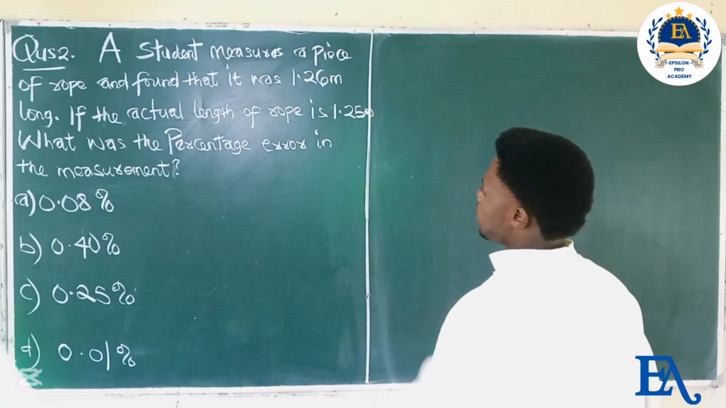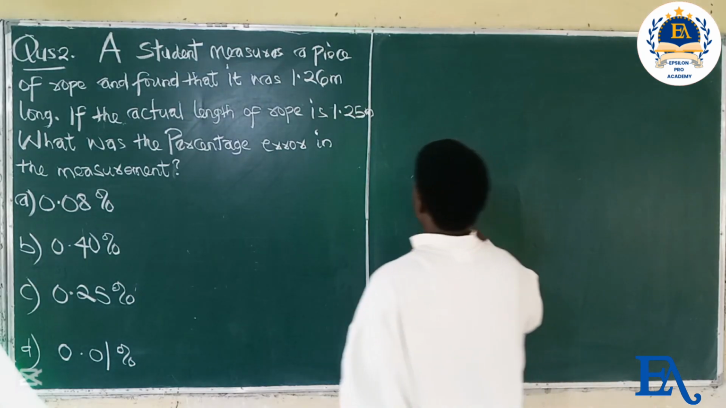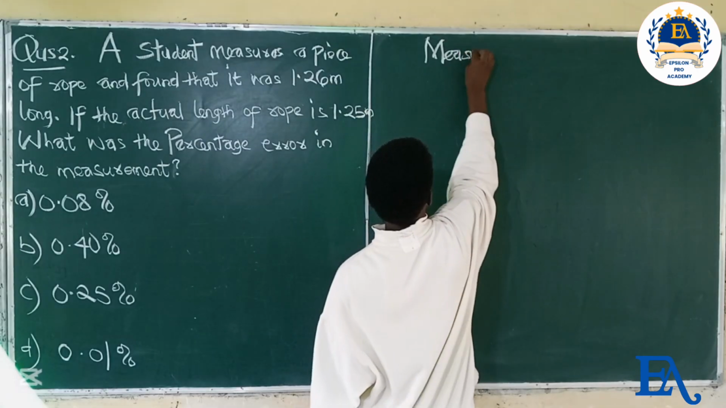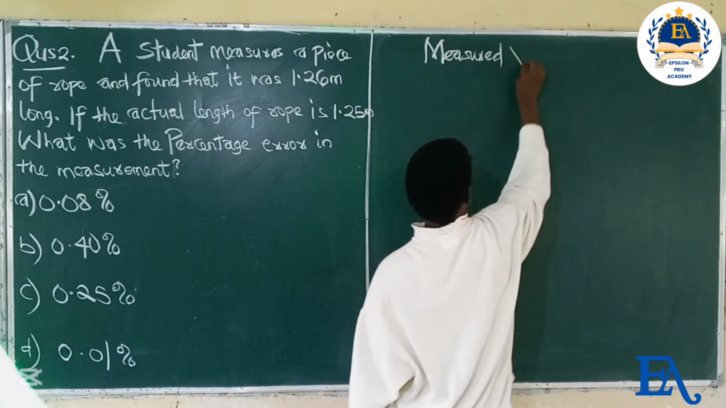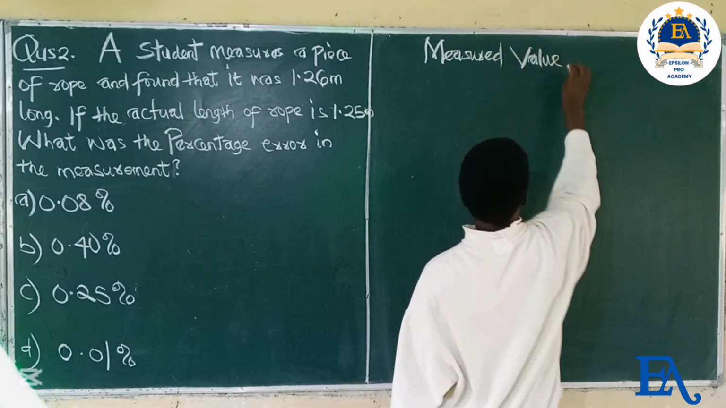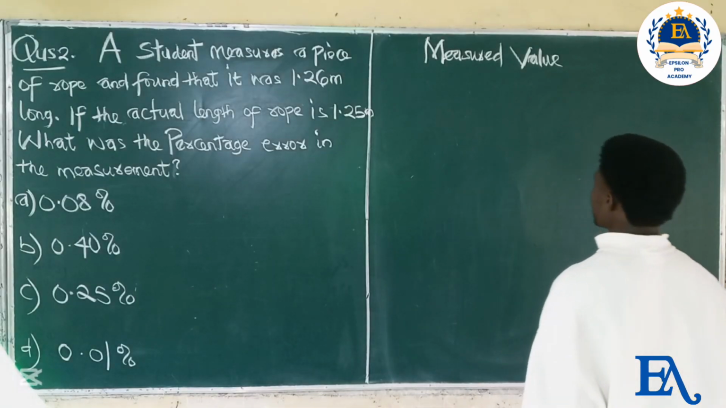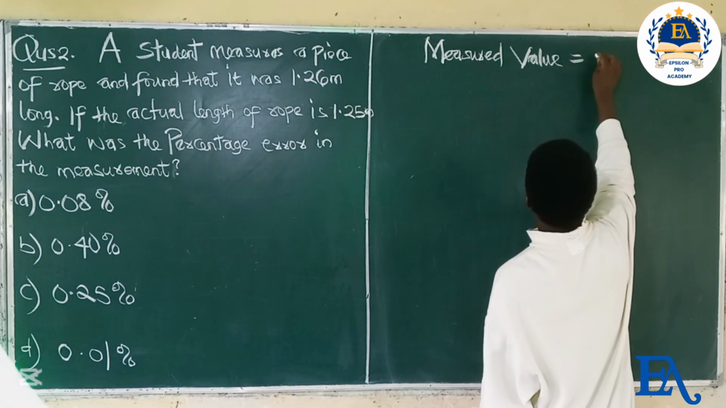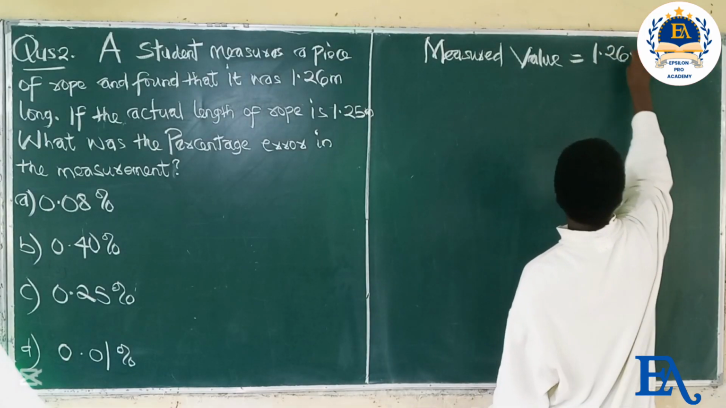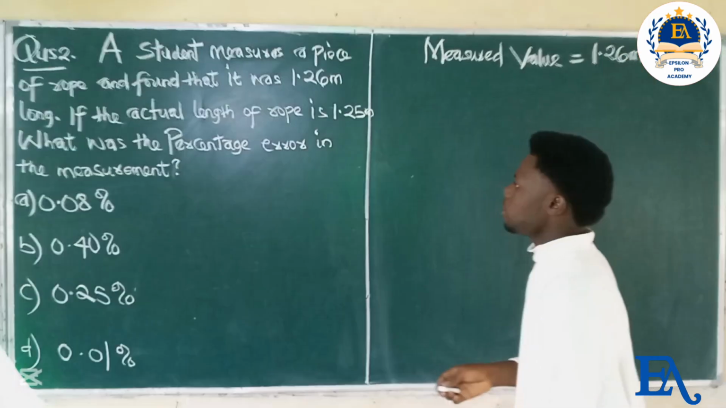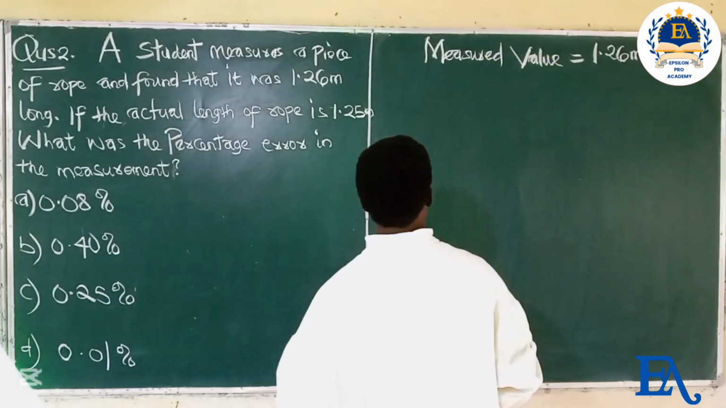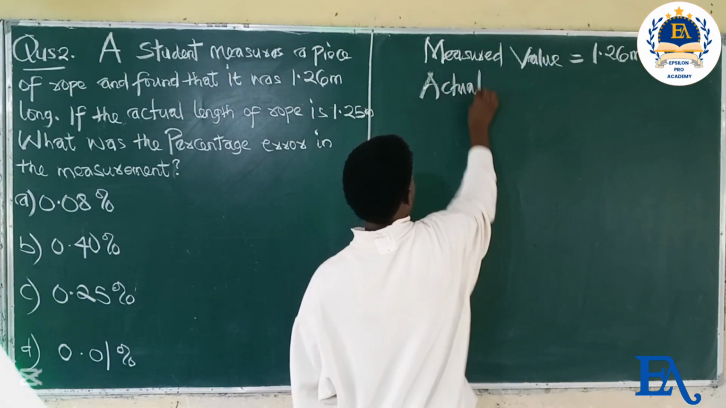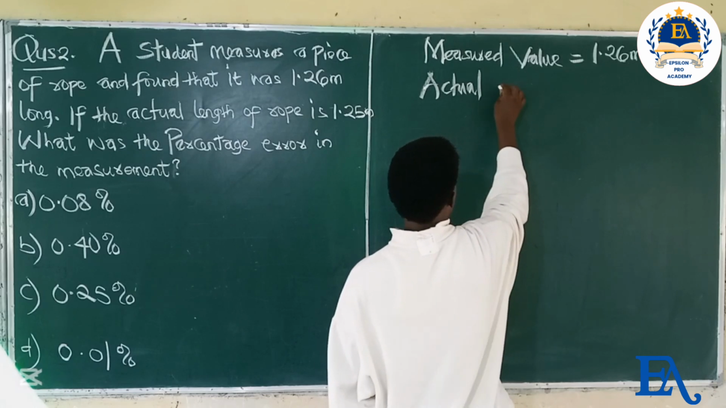From the given parameters on the board, the measured value, also known as an estimated value or an approximate value, is given as 1.26 meters. The next value that was given is the actual length, which is the actual value or the real value.